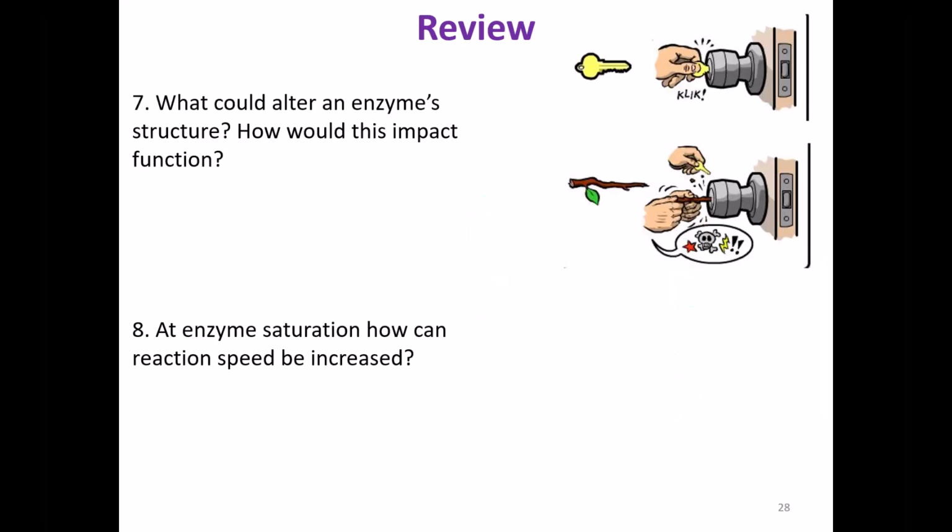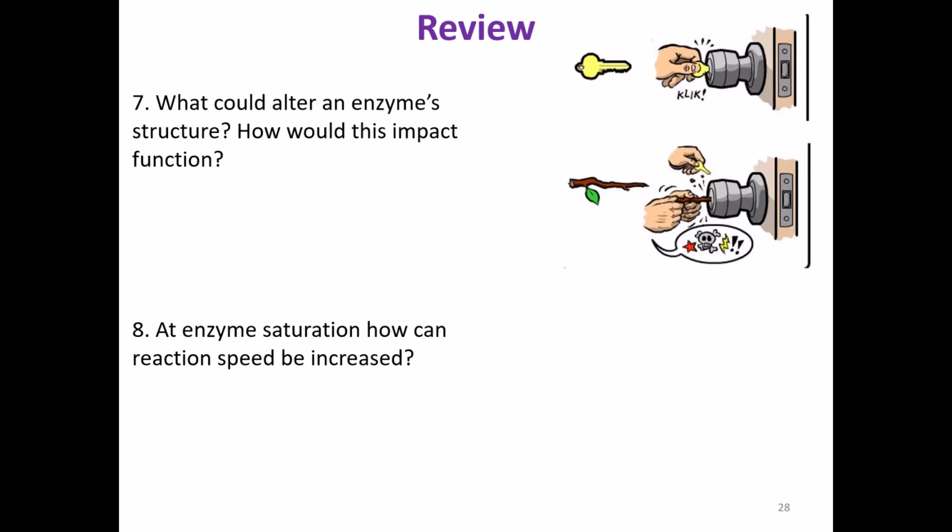So what are some things that could alter an enzyme structure, and how would this impact its function? Too high of a temperature could denature the enzyme structure, and that would reduce the rate of the enzymatic reaction. Also, the wrong pH could denature the enzyme and lower the rate of reaction, and inhibitors could alter the rate of the enzymatic reaction by either binding to the active site or binding to another part on the enzyme.